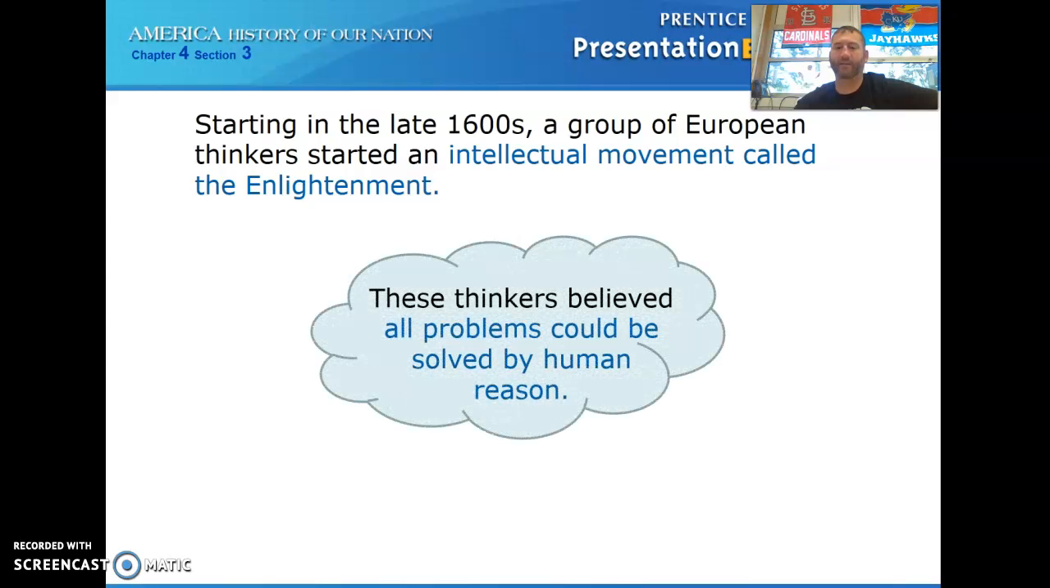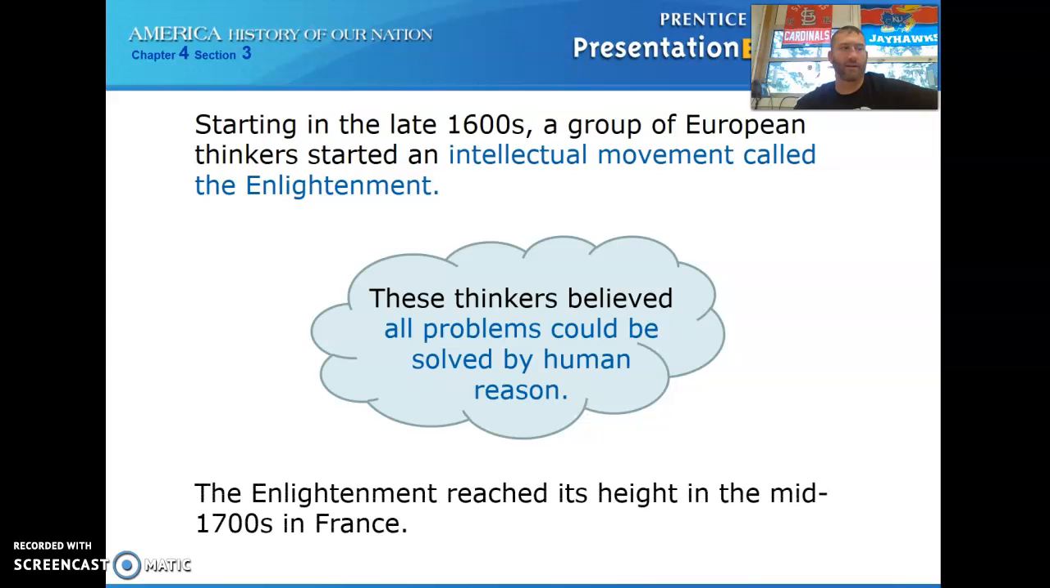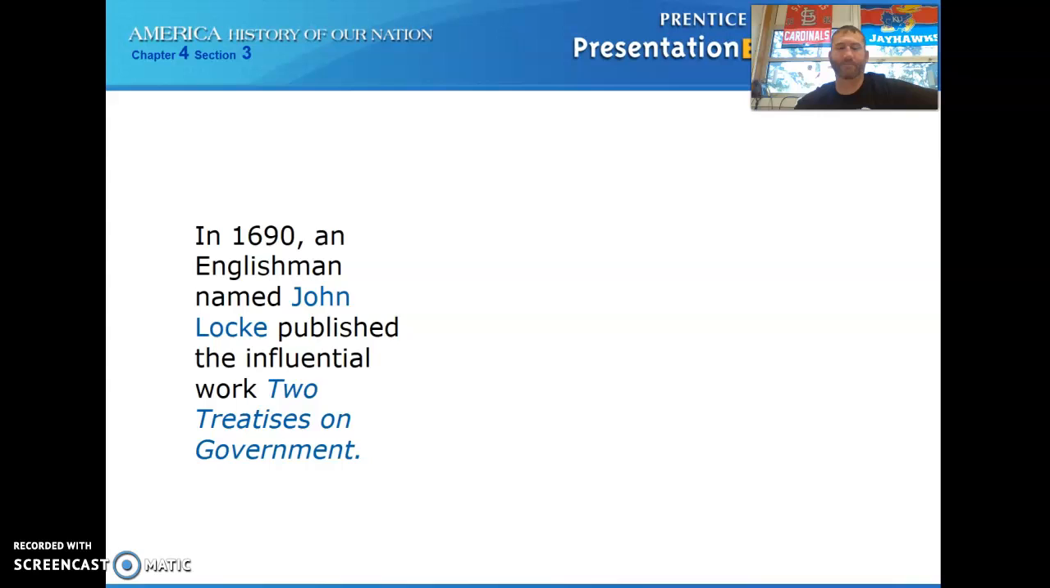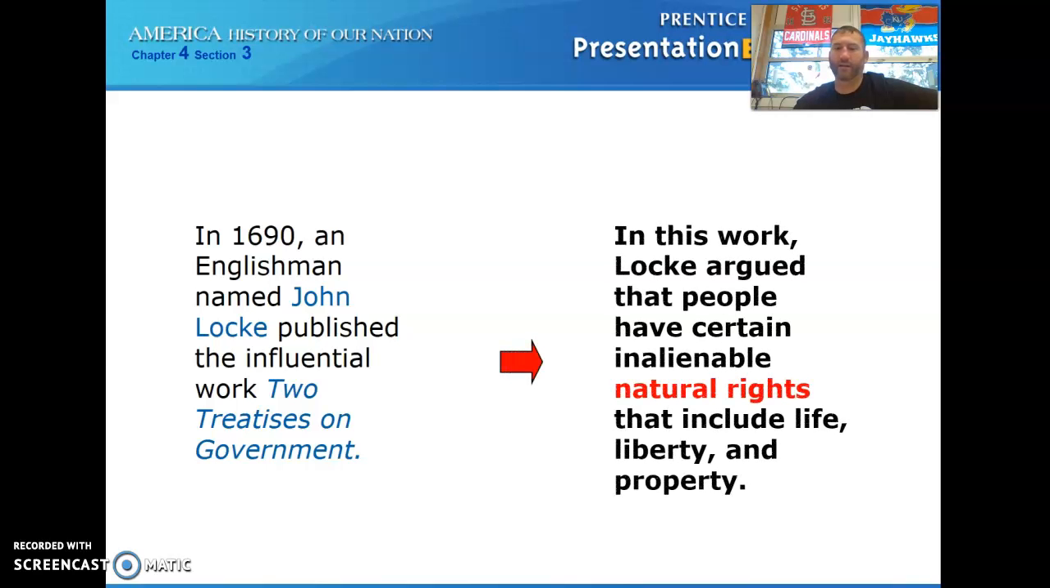Starting in the late 1600s, a group of European thinkers started an intellectual movement called the Enlightenment. These thinkers believed all problems could be solved by human reason, and the Enlightenment reached its height in the mid-1700s in France. In 1690, an Englishman named John Locke published two influential works, two treatises on government, and in this work, Locke argued that people have certain inalienable natural rights, including life, liberty, and property.